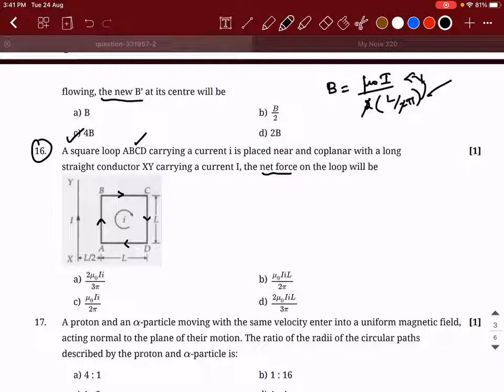Due to the current in it, sir. They told, no, a loop carrying a current small I is placed near another long straight current carrying conductor XY carrying a current capital I. The net force on the loop will be, I want the logic. So will there be any torque acting, sir? No need, no torque will act here.